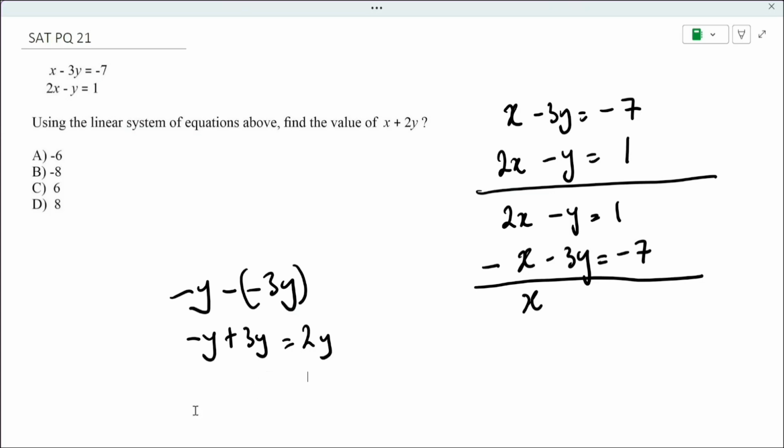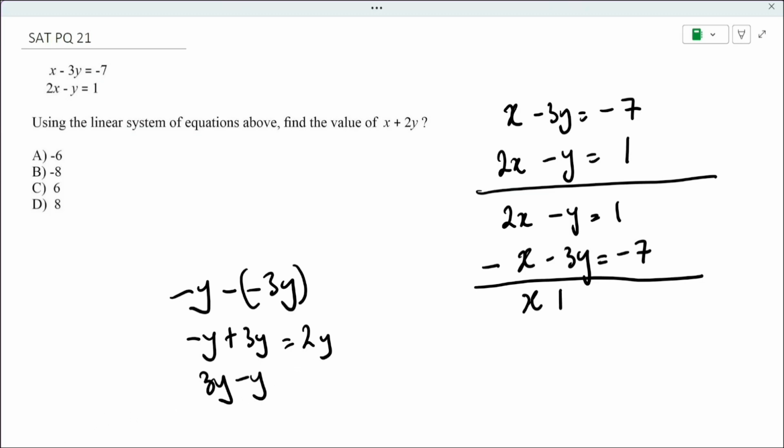Or you can simply switch them. This 3y owns this positive, so you can have positive 3y minus y. This y owns this negative. You take this to the front, then this behind. It's allowed in math, just like switching equation 1 and equation 2 is allowed in math. 3y minus 1y would give you 2y, the same answer. So minus y plus 3y, or 3y minus y, will give you positive 2y.